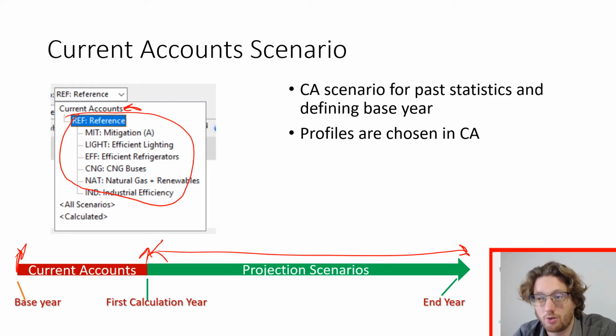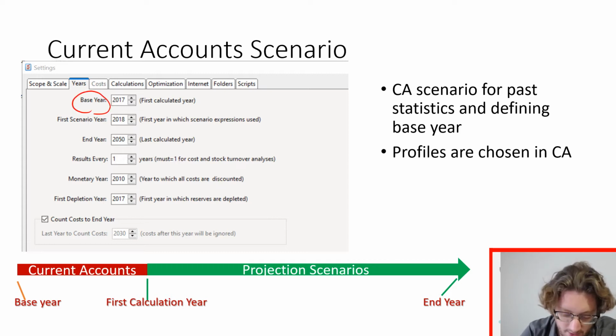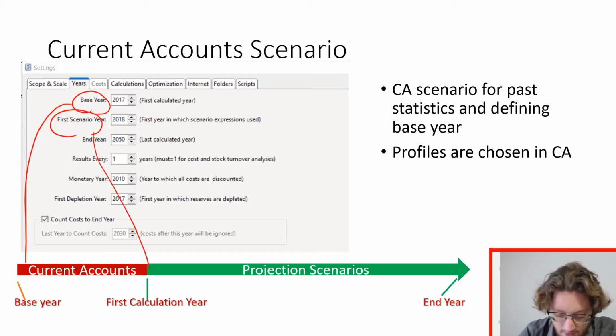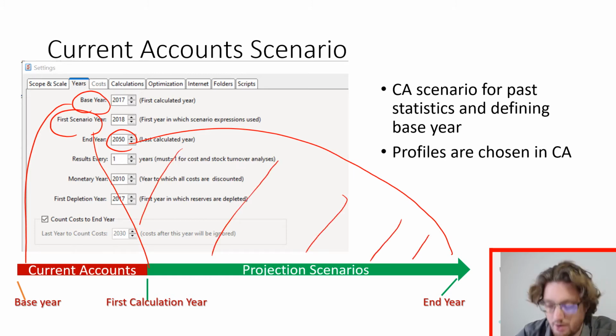The current accounts are also where you have to specify profiles in stock turnover analysis. We will get into that. Also, units are specified in current accounts. So if you cannot change the unit of one of your inputs, check that you are in current accounts. Again, here in the settings window, you can see we have the base year and first scenario year, and those are where current accounts are. Then up to the end year, all the scenarios in between are projection scenarios. Just to reiterate.